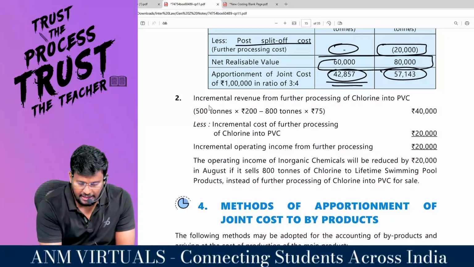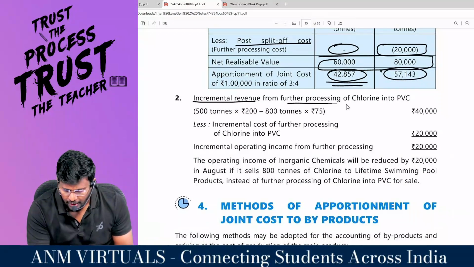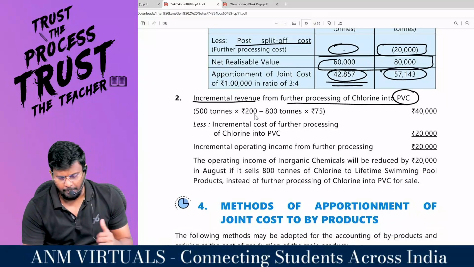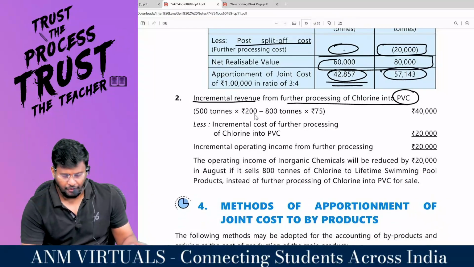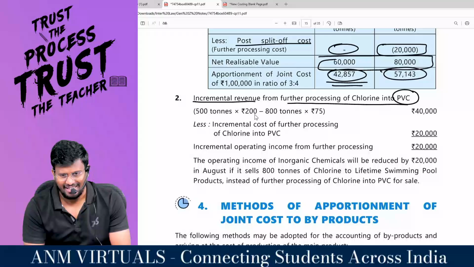இங்க பாரு, incremental revenue. Incremental என்ன? Additional from further processing of chlorine into what? PVC. So எத்தனை டன் விப்ப? 500 டன் விப்ப. 500 டன் into எவ்வளவு ருபீஸ்க்கு விப்ப? 200. 1 lakh கையில வரும், கரெக்ட்?